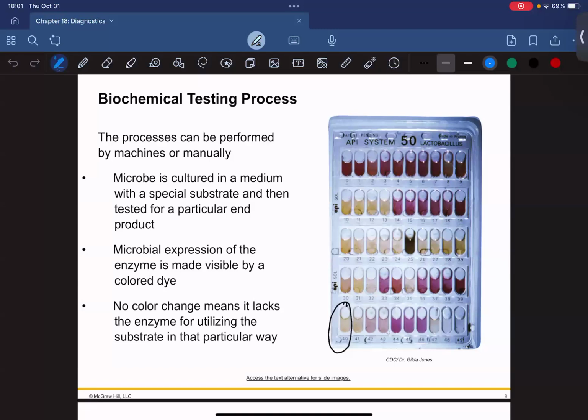The results from this, you type it into a system basically, and it gives you, this is E. coli, 99% chance this is E. coli, or 95% chance this is salmonella, whatever. And those cards are useful for that.